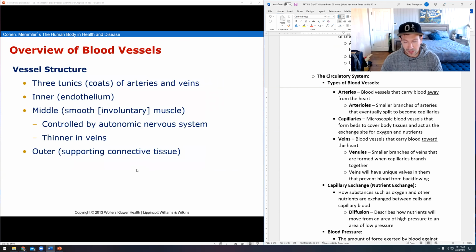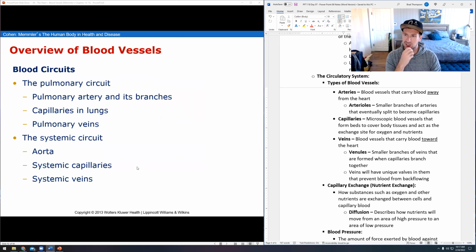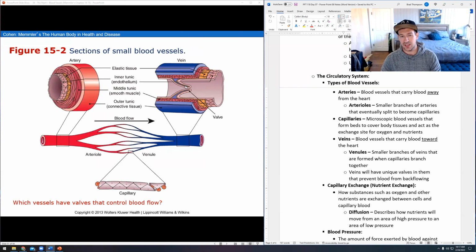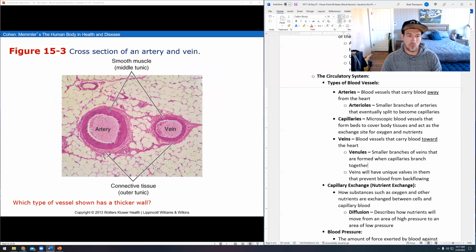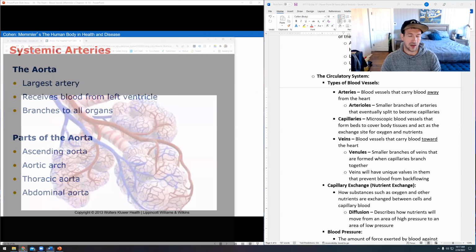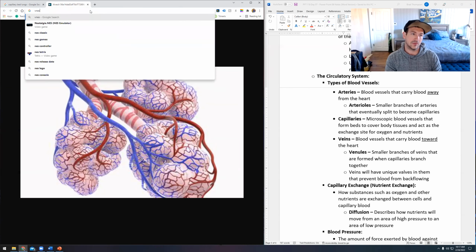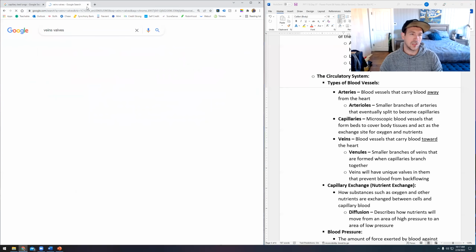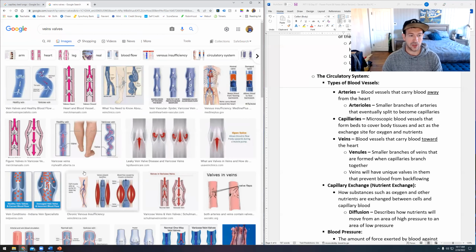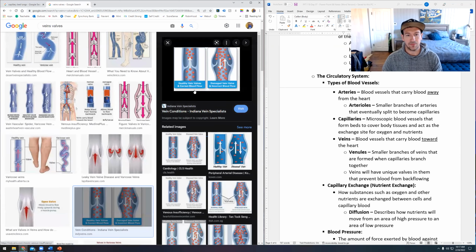So not only do we rely on the fact that our veins are a little thinner, we also rely on the fact that your veins have these little valves in them that your arteries don't have. And that valve prevents blood from backflowing. So when you look at your veins there, right? This is preventing blood from backflowing whenever it travels up. So ideally, it'll travel up, the valve will close, and it'll shut down.